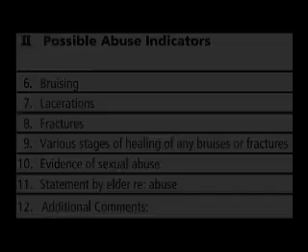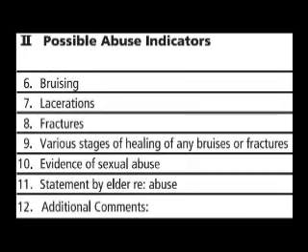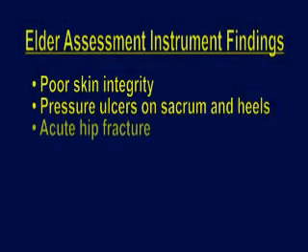The second section is titled Possible Abuse Indicators. The one item here that we checked off as being possible evidence of abuse or mistreatment or neglect, for that matter, is the fracture, that she did come in with an acute fracture. So in an older adult, that in and of itself is cause for some concern.